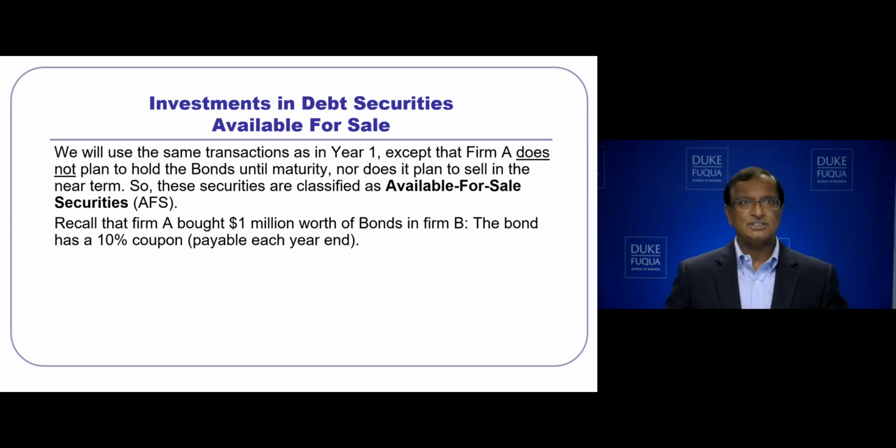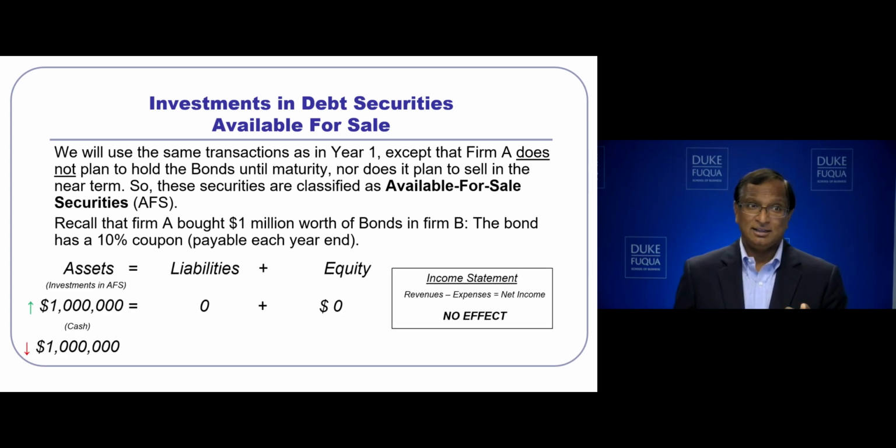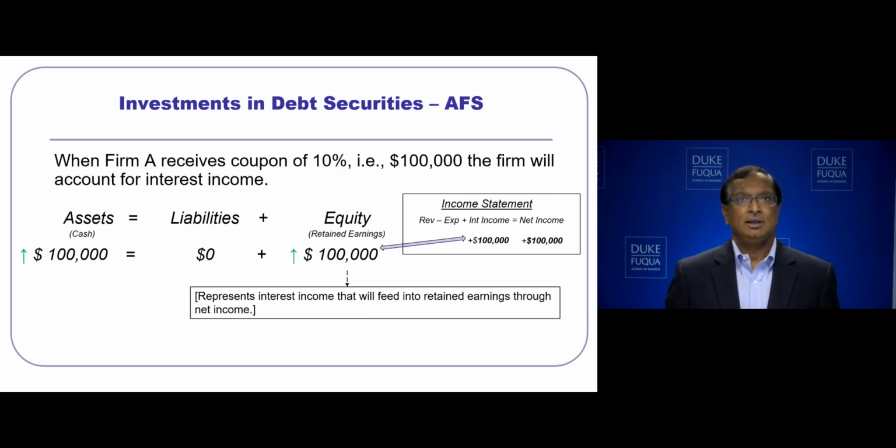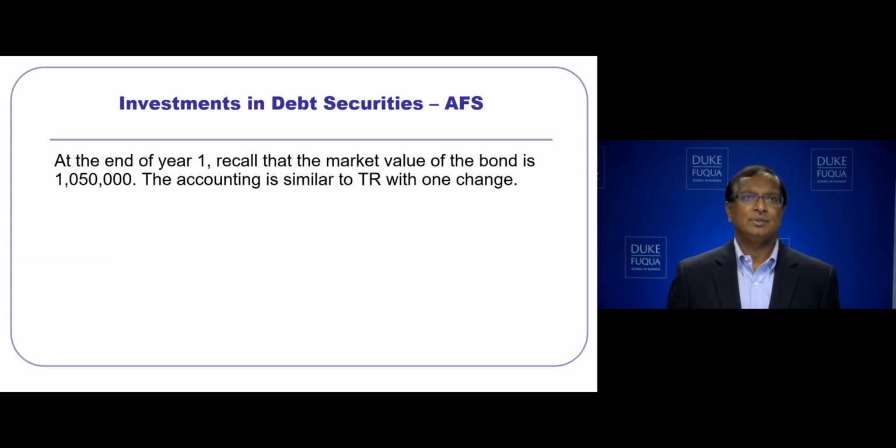Now, again, we are using the same fact pattern. Firm A bought $1 million worth of bonds in Firm B. The bond has a coupon of 10%. Again, can you do the accounting for the purchase? I'm sure you can. Investment goes up by $1 million. Cash goes down by $1 million. No effect on the income statement. Pretty straightforward, but we're going to call the investments AFS. Again, no change as far as the interest income is concerned. Cash goes up, retained earnings goes up, and interest income is recorded in the income statement.